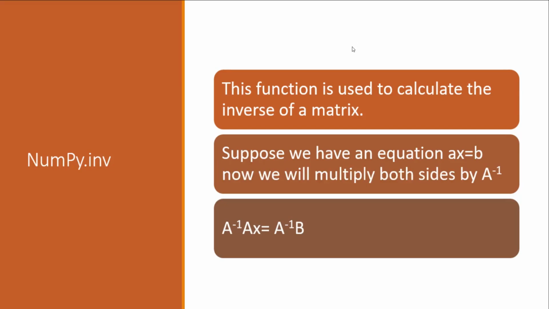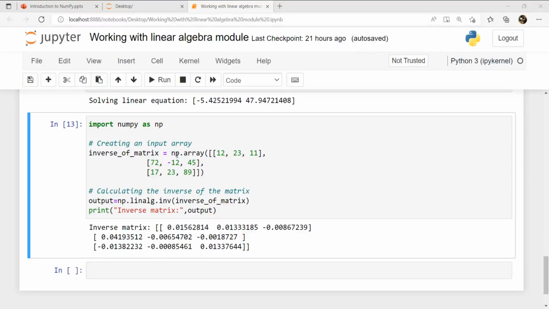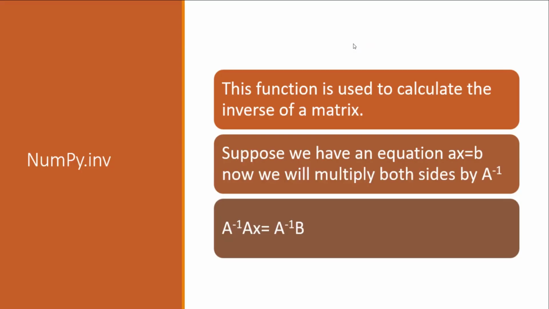Now let us understand how to use the numpy inverse function in Python. In this example, first we have created an array by using the np.array function. After that we have used the numpy.linalg.inv function, and within this function we have assigned the given input array as an argument. After executing this code, the output shows the inverse matrix. With this we have completed the working of the linear algebra module.